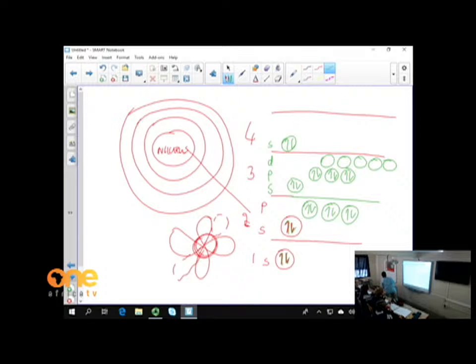Let's take selenium. It's got 34 electrons. 2, 4, 6, 8, 10. Are you with me? 10. 11, 12, 13, 14, 15, 16, 17, 18, 19, 20. 21, 22, 23, 24, 25, 26, 27, 28, 29, 30. And then you go to the next 31, 32, 33, 34.